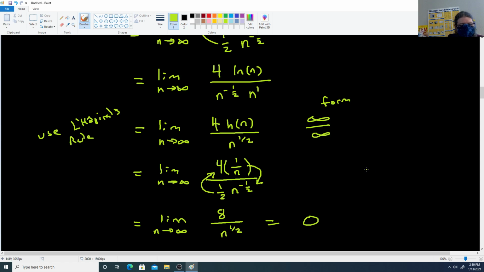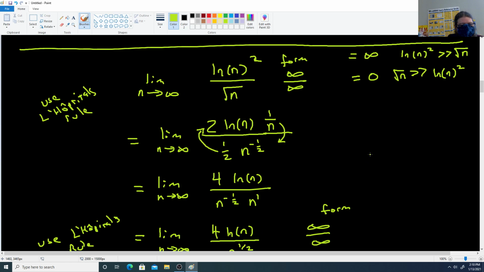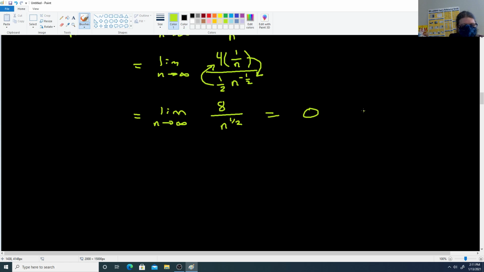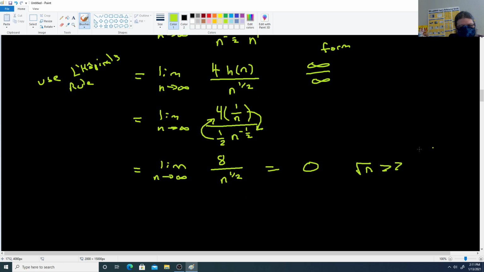So since that happened, that says the bottom is growing faster than the top. So that says square root of n is growing much, much faster than the top, which was natural log of n squared.